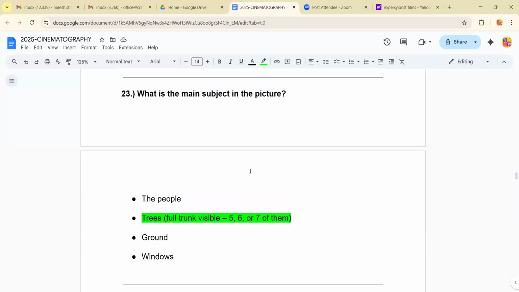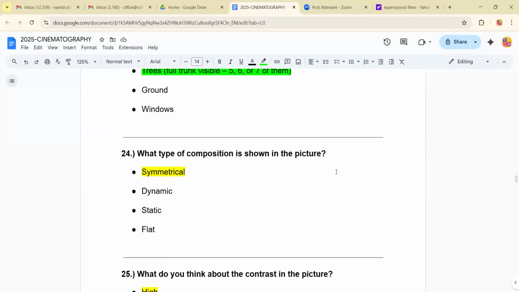What is the main subject in the picture? An image was given over there where there were trunks of trees and people in the background. So the first question is, what is the main subject in the picture? The correct answer is trees.